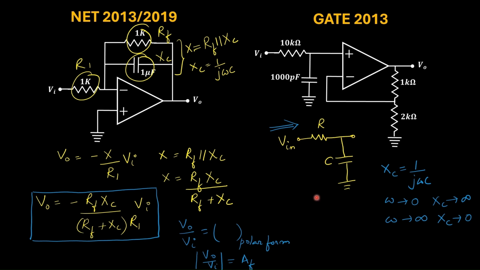Now for this low pass filter, the cutoff frequency will be given by 1 by 2 pi RC. So if they are asking about the cutoff frequency, then you have to use this portion of the circuit. Now this signal will be fed and it will be amplified, and if you see the OPAMP portion, it is nothing but a closed loop non-inverting OPAMP.